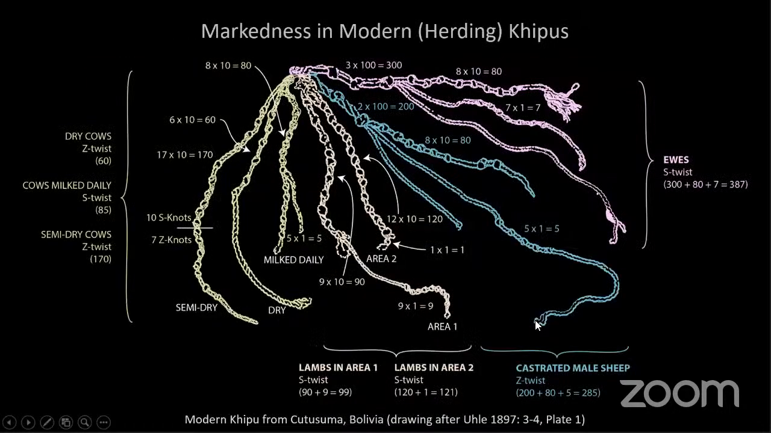Let's look at another example, and don't be afraid of this diagram. I'm not going to go through all of it. This is a late 19th century herding quipu collected by Max Ule from Cutusuma, a highland Bolivian town east of La Paz. It uses cord thicknesses to indicate numerical positions or powers of 10. So in this quipu here, these are the ones, these are the 10s.